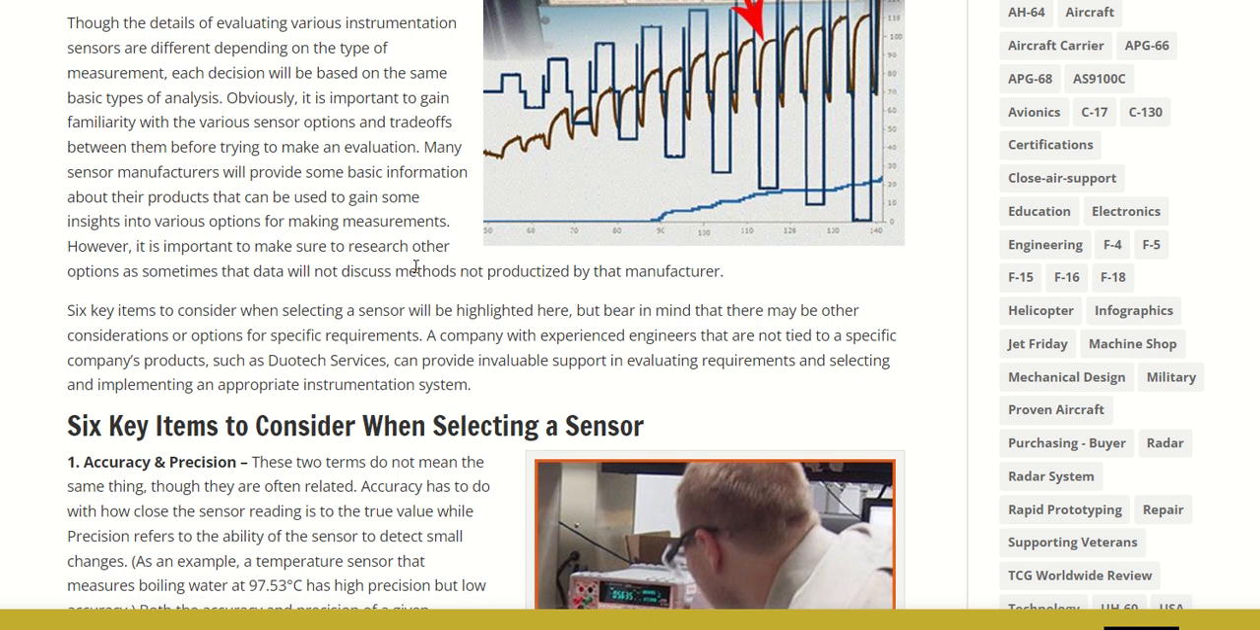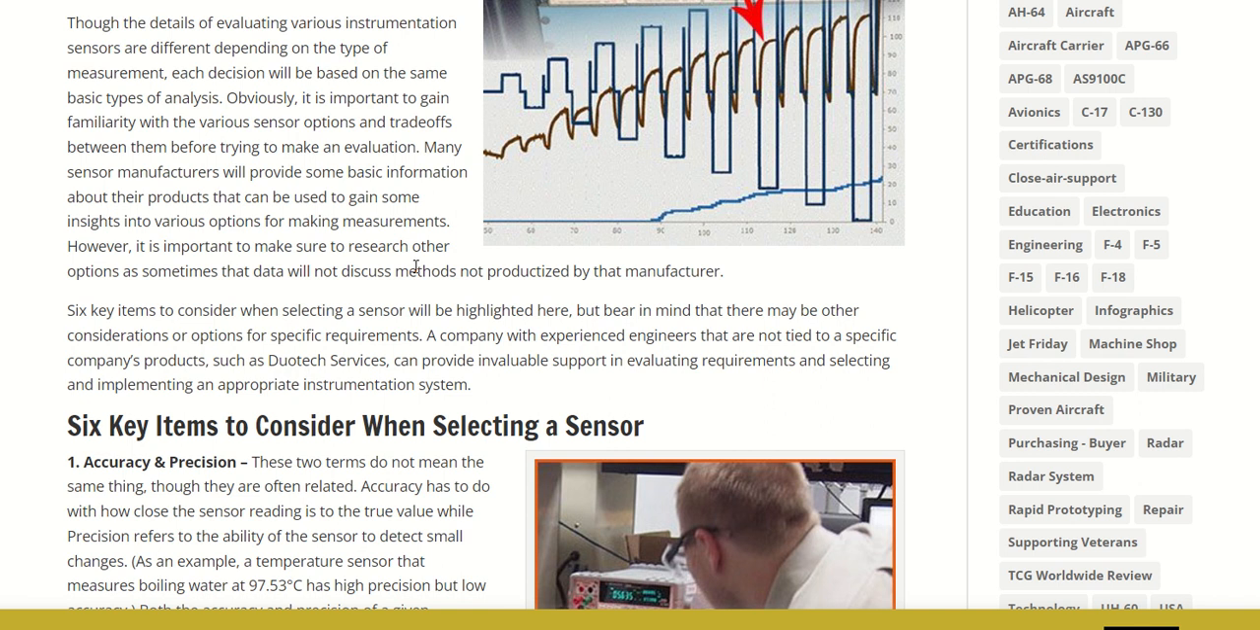So sometimes what happens, many sensor manufacturers will provide you information in advance related to some basic information related to their products that can be used to gain some insight into various options for making measurements. But it is important to make sure to research about options, as sometimes the data will not discuss the methods not productized by the manufacturer, right?